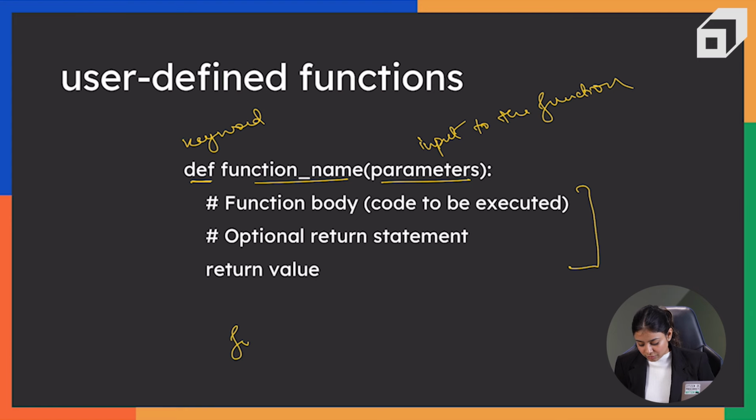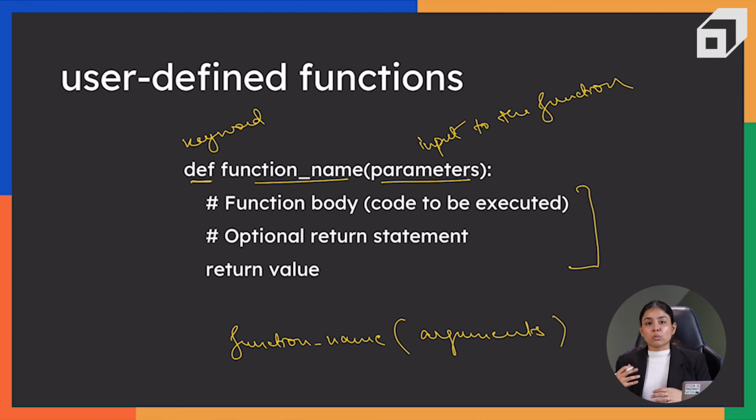So how do I call that function? I'll call the function by its name and I'll pass the arguments that it expects. Whatever the function definition is telling me it is expecting as input, that I'll pass here as arguments. So let's see this in code. Let's create a function that will take two integers as input and it will return the sum of those two integers. So I'll create a function by the name sum.